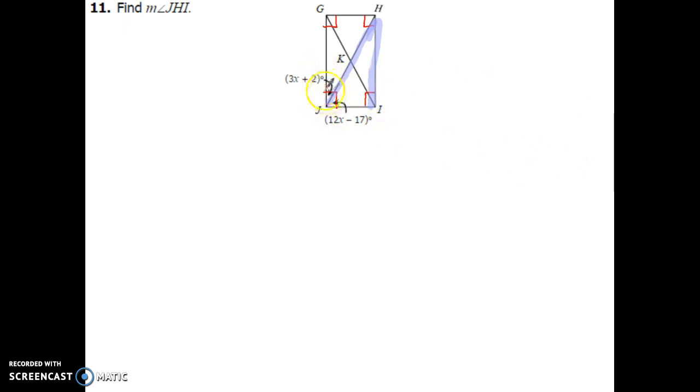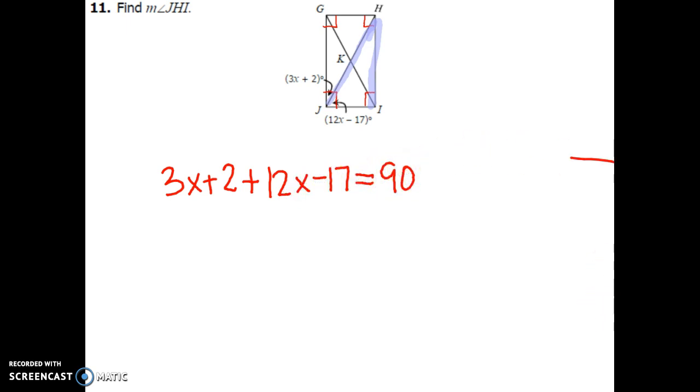I am given the 2 halves of this 90-degree angle here, which means if I take those 2 and add them up, it should be equal to 90 degrees, which is how I'm going to set that up. So I'm going to say 3x plus 2 plus our second angle, which is 12x minus 17, that together is equal to 90 degrees.